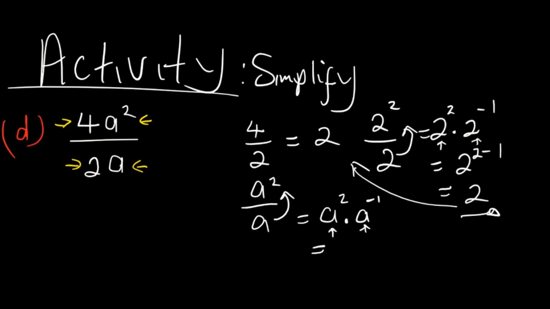If you want to do it quickly, you're going to say, okay, fine. We have 4a squared over 2a. We know very well that when you divide these two, it's going to give you 2. And then when you take this one upwards here, it's going to give you a to the power of 2 multiplied by a to the power of negative 1, which will give you 2a to the power of 1.